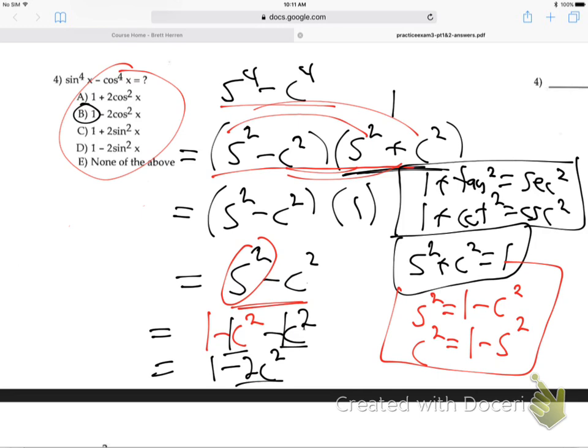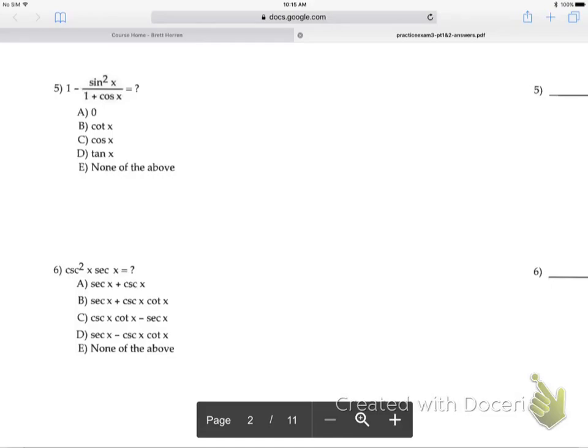All right, we better move. Okay, so 1 minus sine squared over 1 plus cosine. Yeah, what's that? Okay, well, as soon as, how's your recognition going? As soon as I see sine squared, what can I do? 1 minus cosine squared. Not that you always replace sine squared with 1 minus cosine squared. You always know you could.